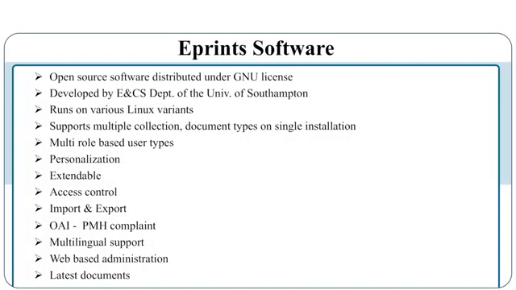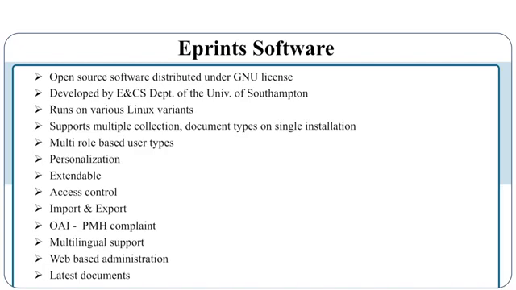ePrints is an open source software distributed under the GNU General Public License. It has been developed by the Electronics and Computer Science Department, University of Southampton. It can be installed on various Linux variants, and on a single installation you can have multiple collections, and each collection can have various document types.